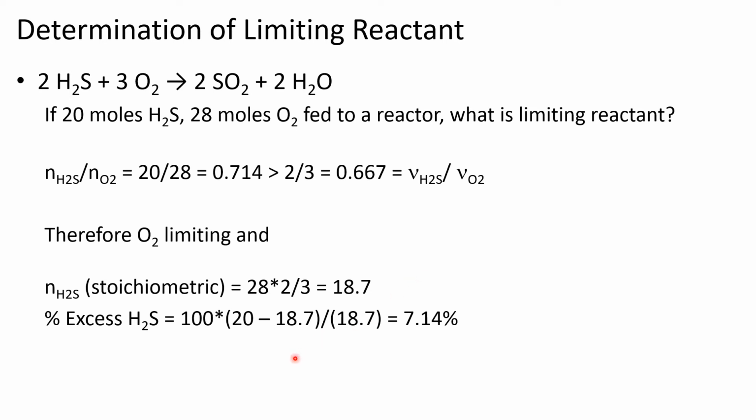To calculate percent excess, we take the amount fed, 20, subtract the amount that's in stoichiometric proportion to the limiting reactant, 18.7, divide that by the stoichiometric amount, 18.7, and multiply by 100. Doing that, we find a value of 7.14%.